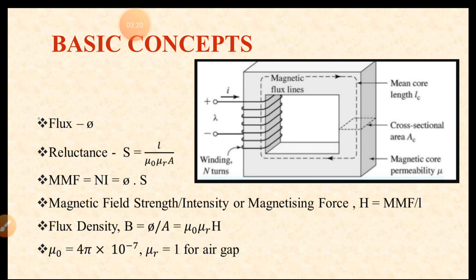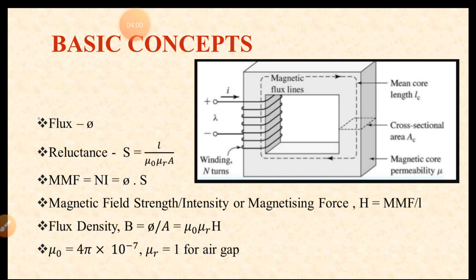Then the reluctance of the core, it is usually denoted by the letter S, is given as S is equal to L by mu 0 mu r into A, where L is the length of the magnetic path. So in the figure it is denoted as L suffix C, the length of the core. And A, which is the area of cross section of the core, we can see in the figure it is denoted as A suffix C.